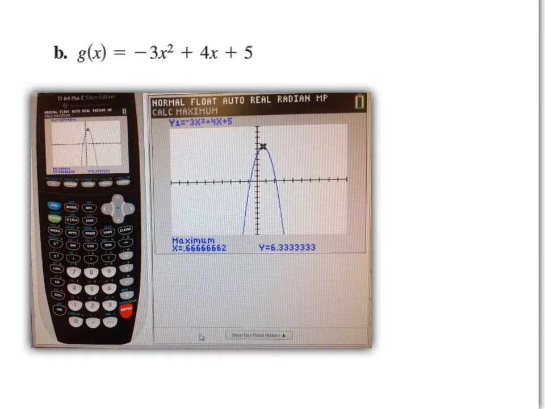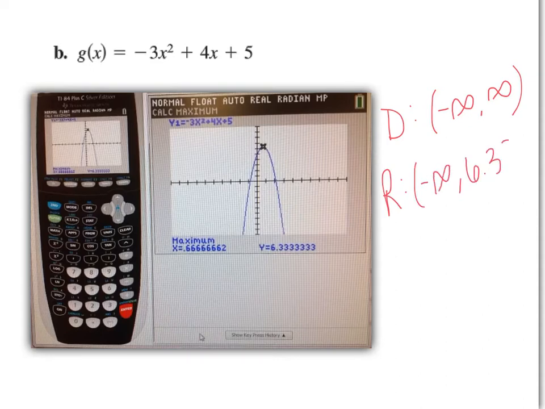My domain for this function is going to be negative infinity to positive infinity. You always want to go least to greatest. My range, least, would be negative infinity to the top, which is 6.33 repeating. Since it does include 6.33, I am going to replace that with a bracket. Infinities always get parentheses. Sometimes the points get brackets.